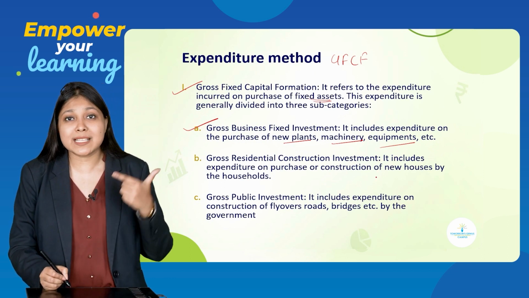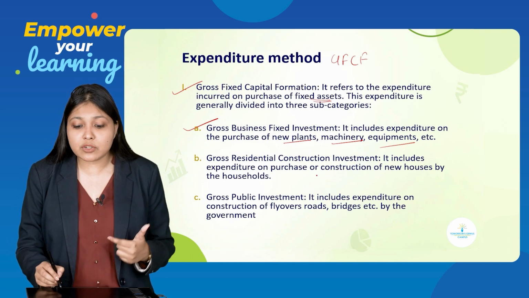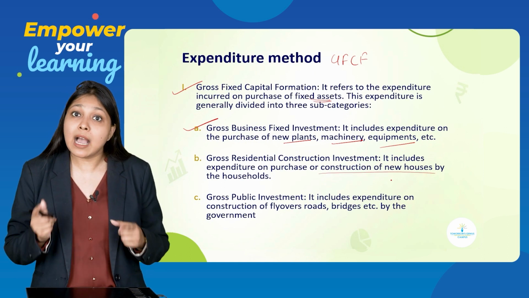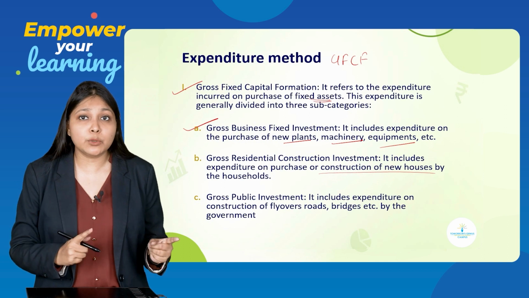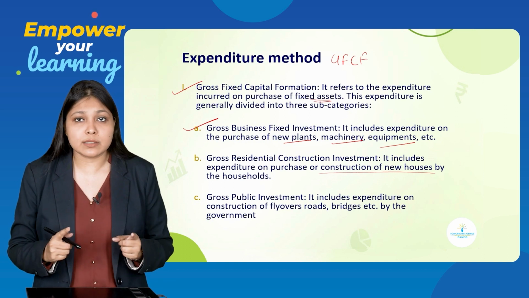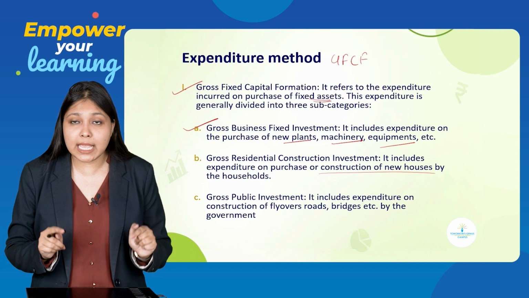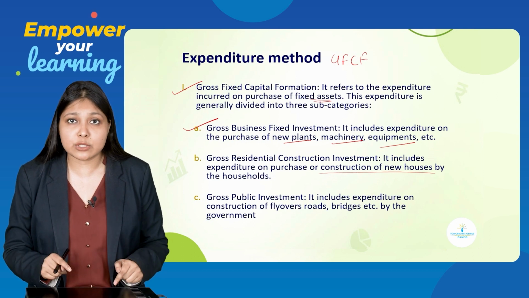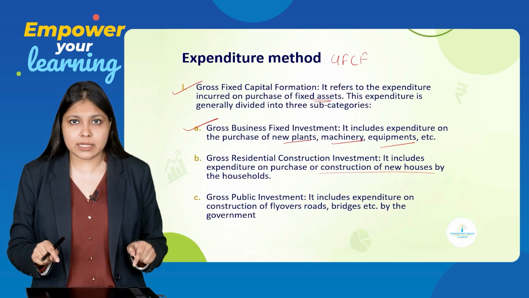This will include expenditure on the purchase or construction of new houses by households. Under PFCE, we will not include the purchase of houses. But here under GFCF, we are going to include the purchase of houses, reconstruction of houses, etc.